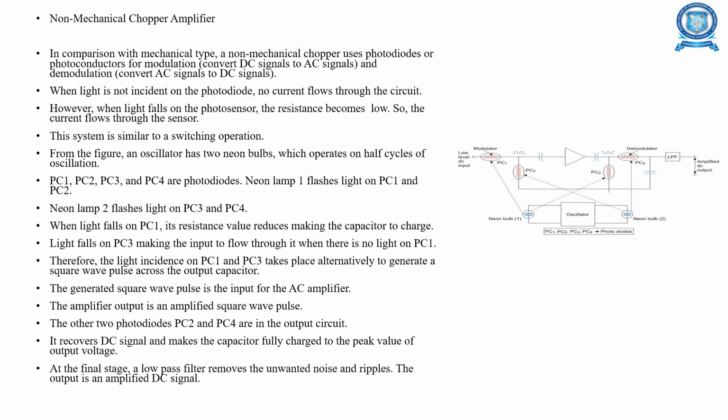Next is the non-mechanical chopper amplifier. When light is not incident on the photodiode, no current flows through the circuit. However, when light falls on the photosensor, the resistance becomes low. This system is similar to a switching operation. In the diagram you can see PC1, PC2, PC3, PC4 photodiodes. Neon lamp 1 flashes light on PC1 and PC2. Light falls on PC3, making the input flow through it when there is no light on PC1. The amplifier output is an amplified square wave pulse. It recovers the DC signal and makes the capacitor fully charged to the peak value of the output voltage.